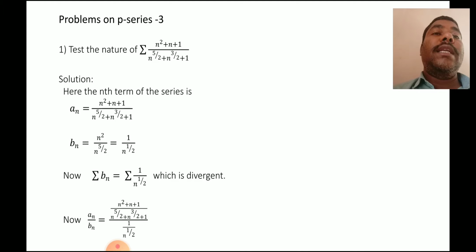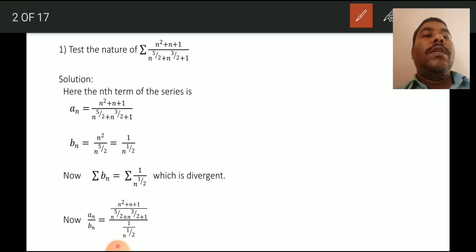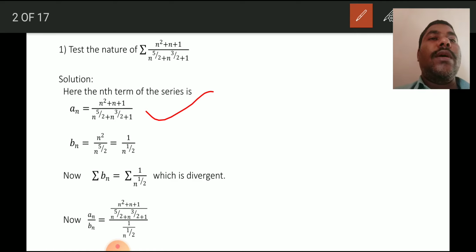plus n raised to 3 by 2 plus 1). The nth term of this series is an equal to (n square plus n plus 1) divided by (n raised to 5 by 2 plus n raised to 3 by 2 plus 1). And for bn, the highest degree term in the numerator is n square, and in the denominator is n raised to 5 by 2. So we get bn equal to 1 by n raised to half.